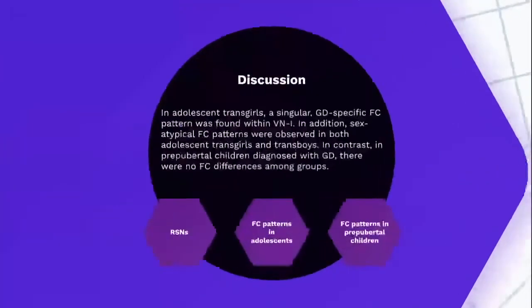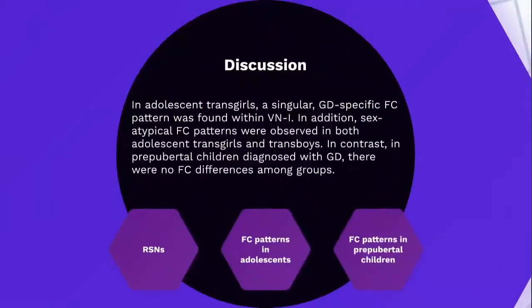Going back to the discussion, in adolescent trans girls, a singular GD-specific FC pattern was found. In addition, sex-atypical FC patterns were observed in both adolescent trans girls and trans boys. In contrast, in prepubertal children diagnosed with GD, they did not find any FC differences among groups.